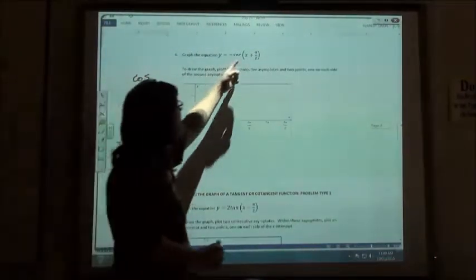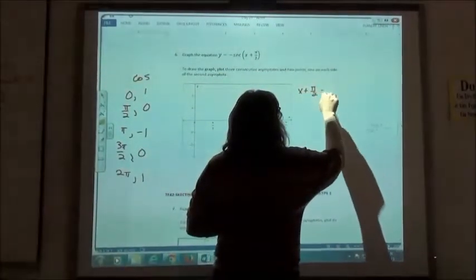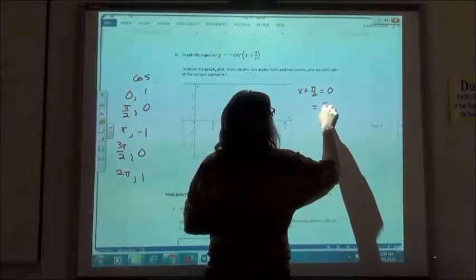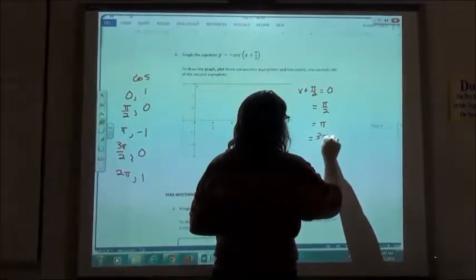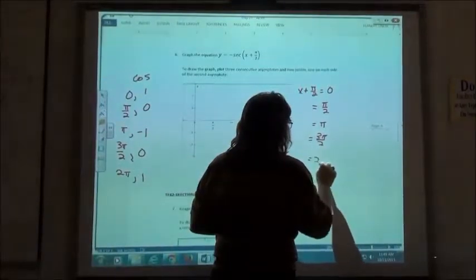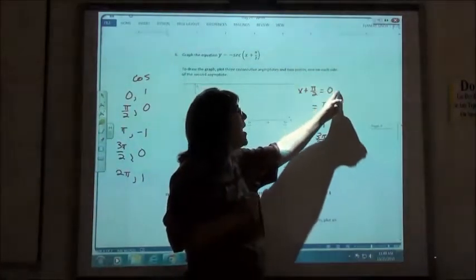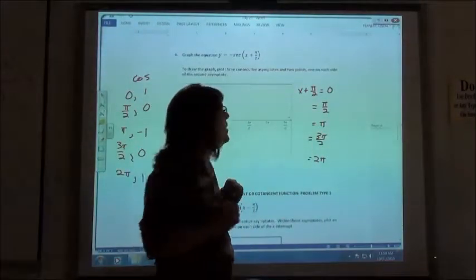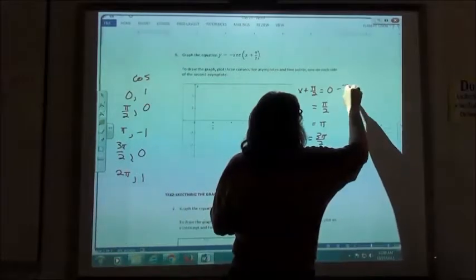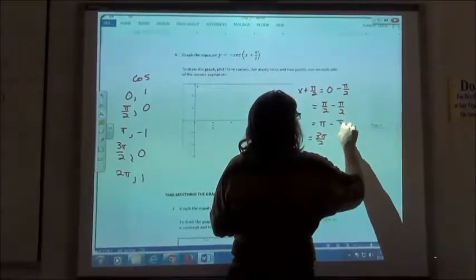My shift, here I have x plus pi over 2. We want it to equal 0, to equal pi over 2, to equal pi, to equal 3 pi over 2, and to equal 2 pi. So again, on this one, all we need to do is subtract our pi over 2. Again, we don't have a coefficient that we have to worry about dividing by. So minus my pi over 2 to solve each of these.